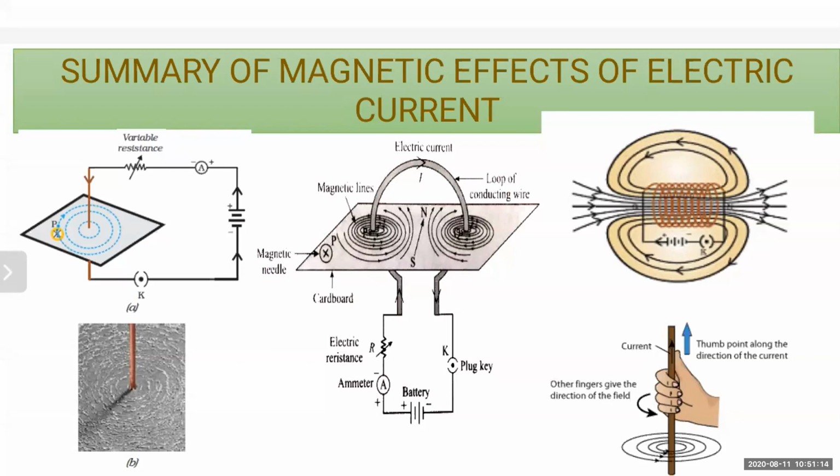But inside the solenoid, what will happen? The direction of the magnetic field is always from south to north pole. Remember that. Outside the solenoid, the direction of the magnetic lines of force is always from north to south. But inside the solenoid, the direction of the magnetic field is from south to north pole.